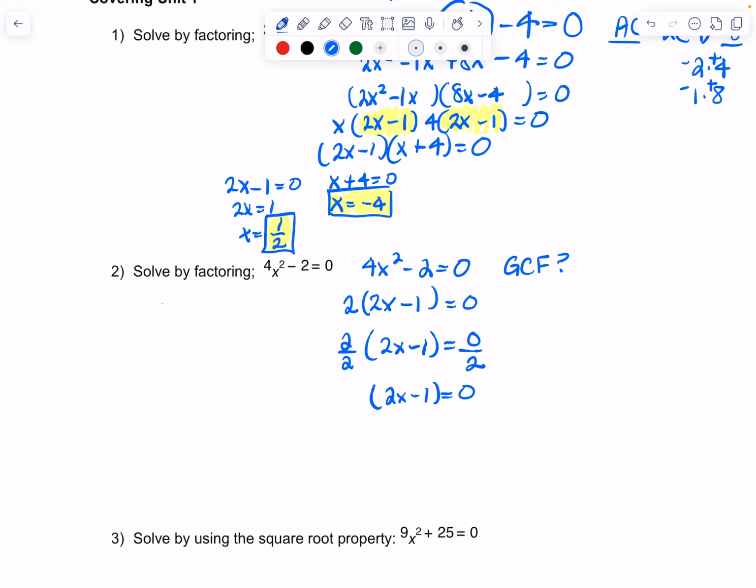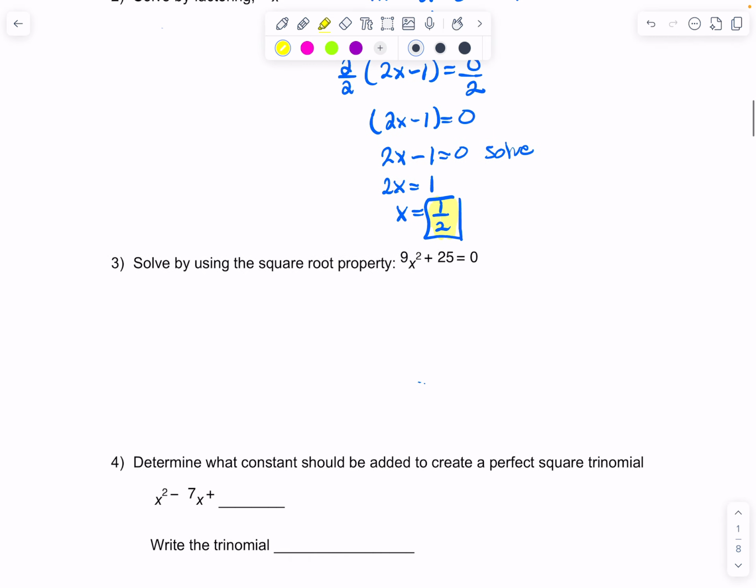Now the last step is to set this equal to 0 and solve it, because the directions say to solve by factoring. So I get 2x equals 1, x equals 1/2. So the answer for question number 2 is 1/2. All right, let's move on to number 3. Solve by using the square root property. Okay, so it specifically says I have to use the square root property. And I'm looking at 9x squared plus 25 equals 0.